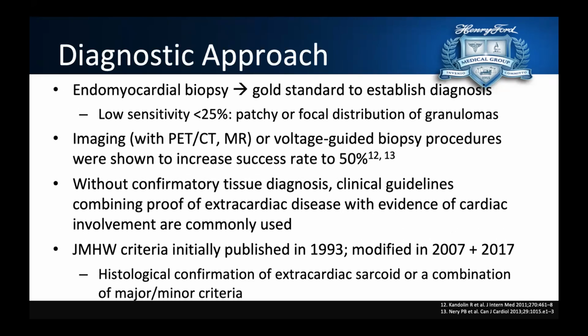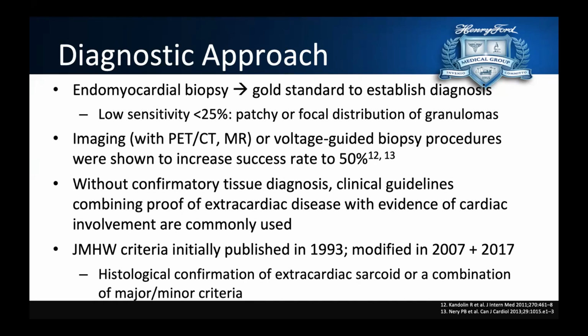Now let's go over a diagnostic approach. Endomyocardial biopsy is the gold standard to establish diagnosis, but it's important to keep in mind that it has a low sensitivity of less than 25% because of the patchy or focal distribution of granulomas that can often result in sampling error. Now, cardiac MR can be used as a guide for biopsy to increase the diagnostic accuracy. Even more so, you can use voltage-guided biopsy procedures. And the idea here is that you're using electroanatomic mapping to guide your biopsy.